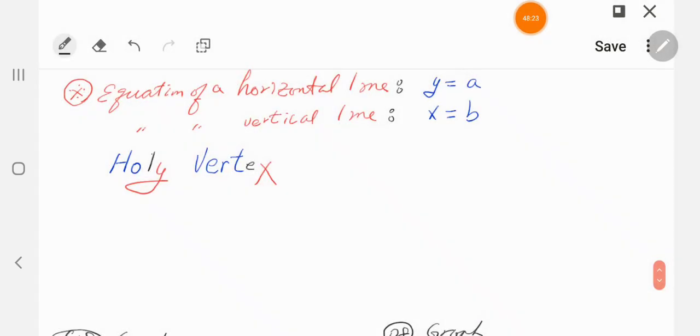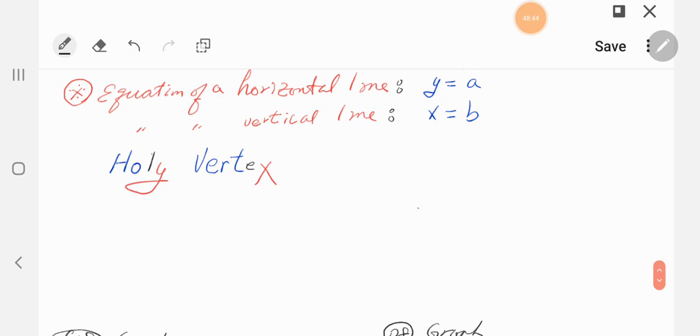Okay, here is the last concept, which is also very important. A straight line can sometimes be a horizontal or vertical line. Each straight line can be written as a linear equation.